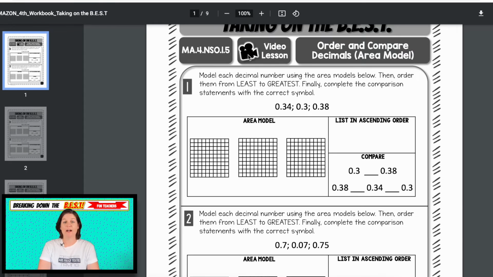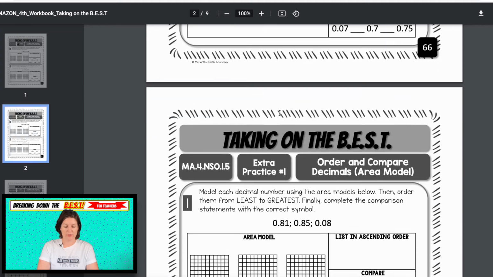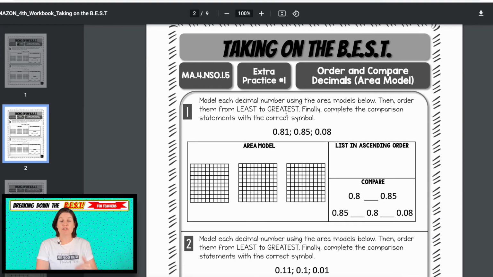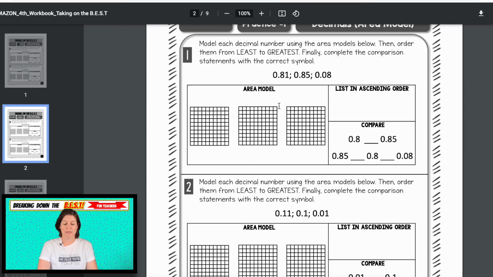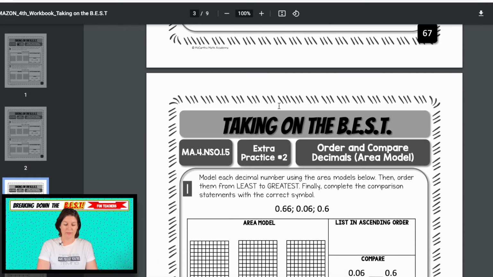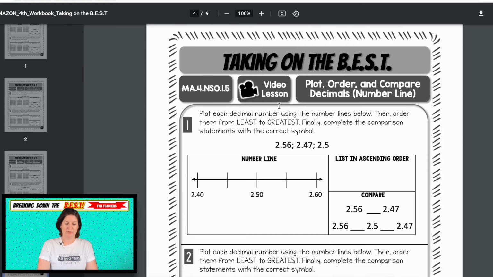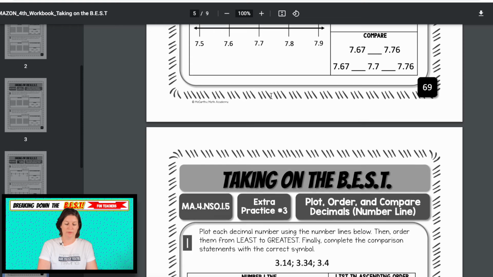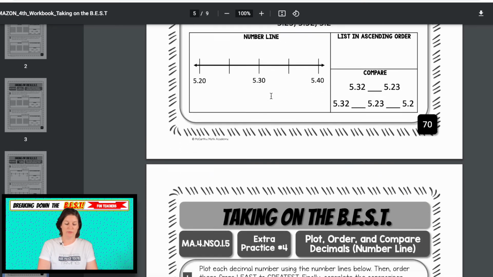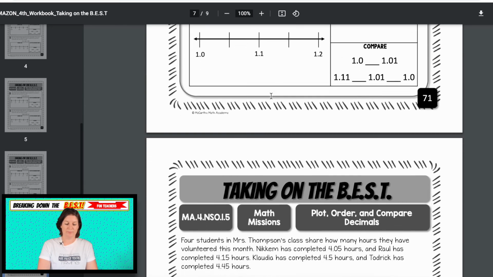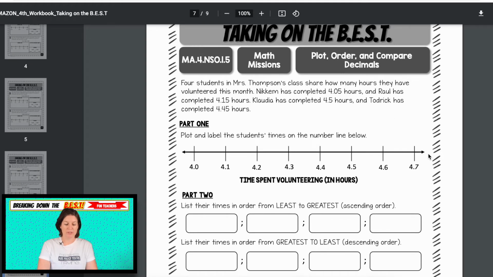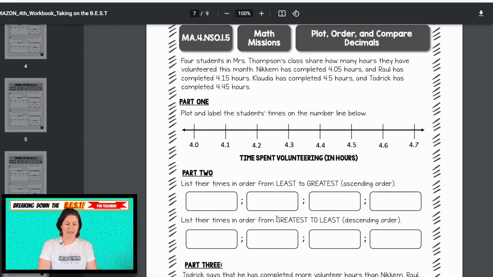So you have your video icon that stands for a video lesson, like we just saw in the bronze resource. After they finish the video lesson, now you have extra practice that looks very similar to what we just did in the video lesson there. And we have the other video lesson, video number 2, with a few practice pages there. Then you have a math mission, and here's where I included that greatest to least descending order, where we're putting everything together here.